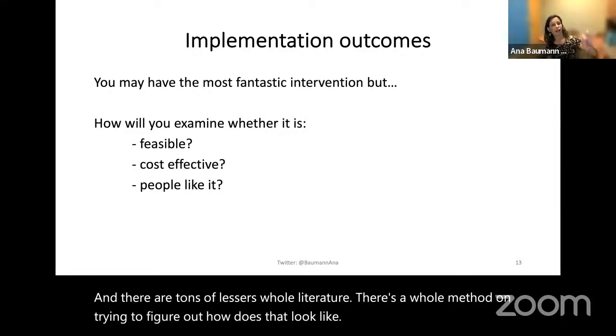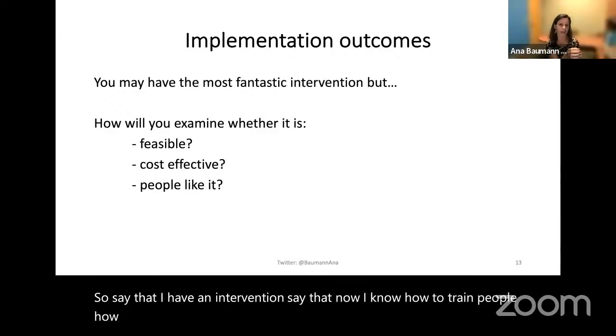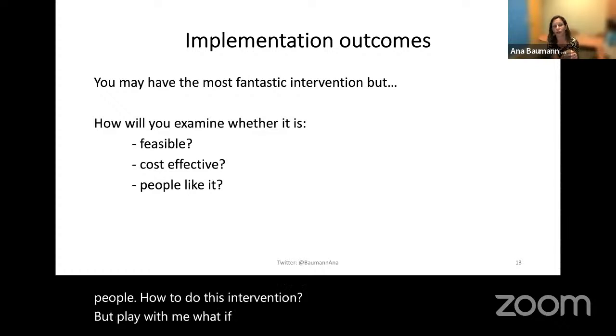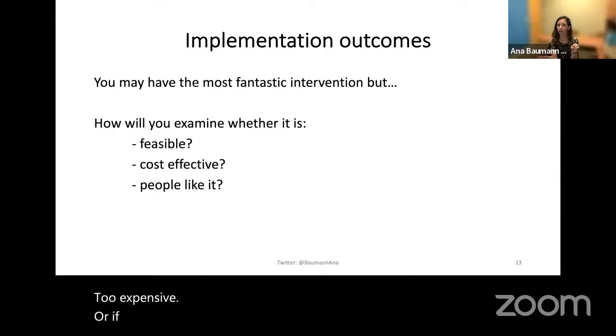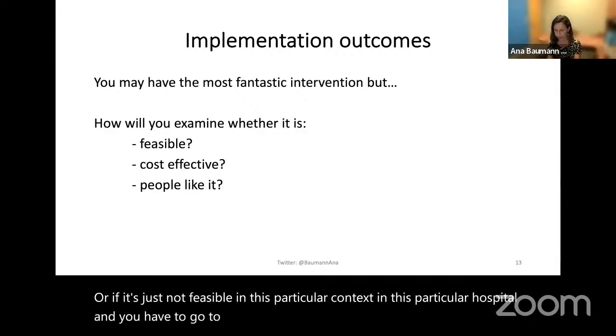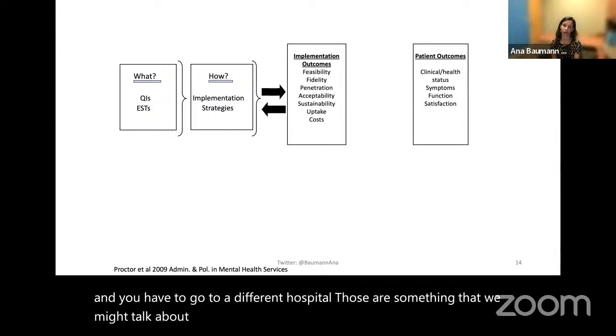So say that I have an intervention, say that now I know how to train people how to do this intervention, but play with me. What if that intervention or that drug or that process is too expensive? Or if people don't like it? Or if it's just not feasible in this particular context, in this particular hospital, and you have to go to a different hospital? Those are something that we might talk about in terms of implementation outcomes.